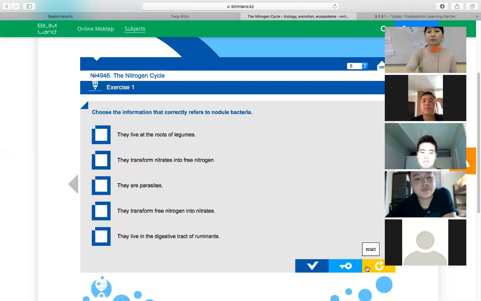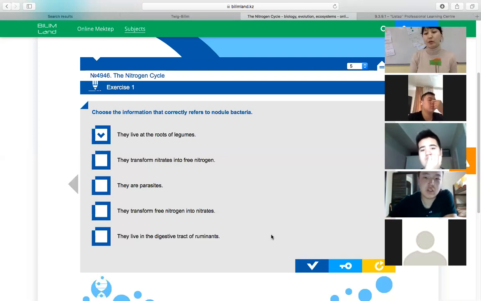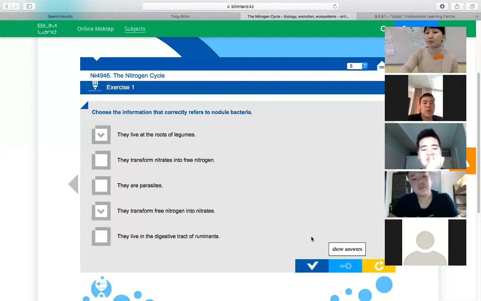Next, are they parasites? These plants, Nursultan, are they parasites? What do you think? False. You're right. They are not parasites. They are normal plants. Okay, good.